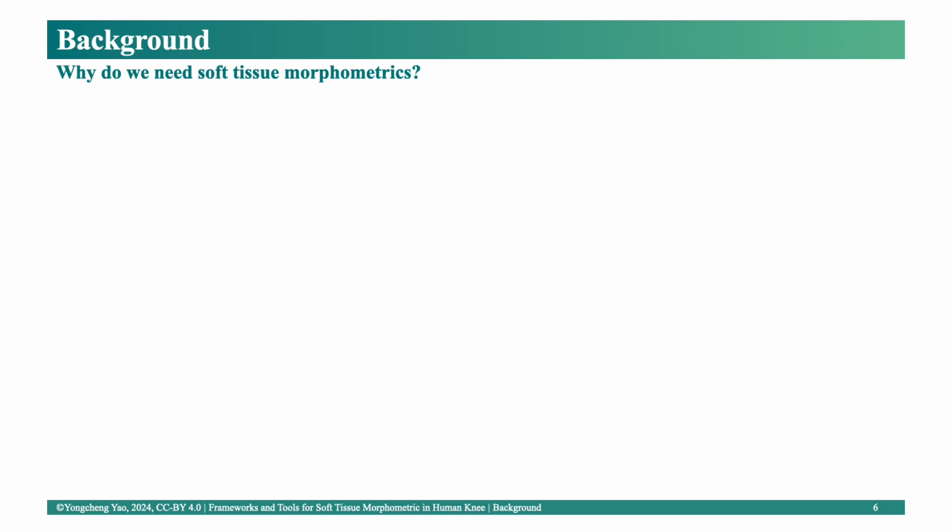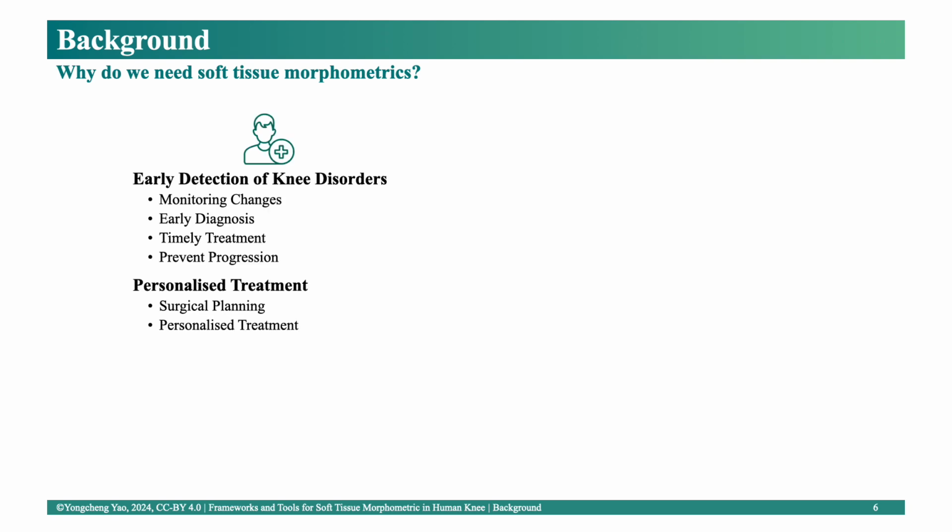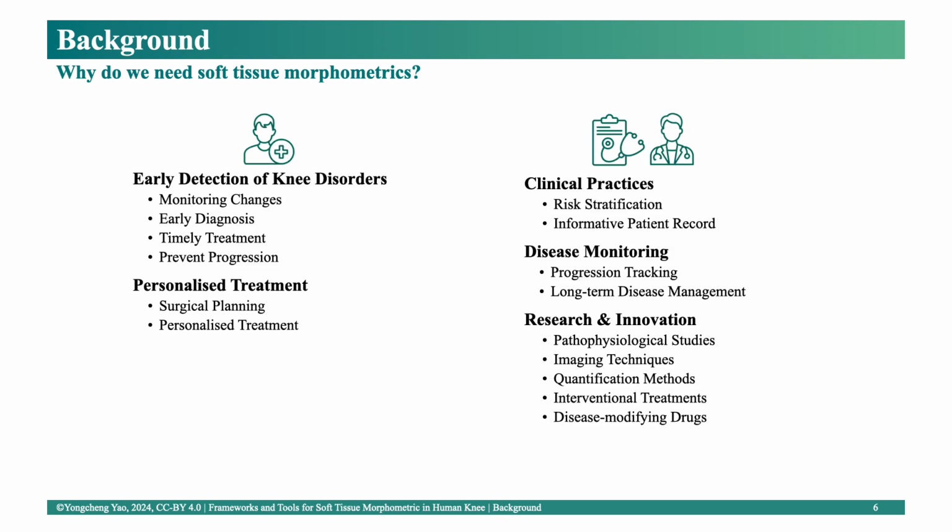We summarize the benefits of soft tissue morphometrics from the perspective of patients and clinical practitioners. From the patient's perspective, it allows for early detection of knee disorders, which enables timely treatment and progression prevention. Quantitative information on soft tissue abnormalities enables personalized surgical planning and treatment.